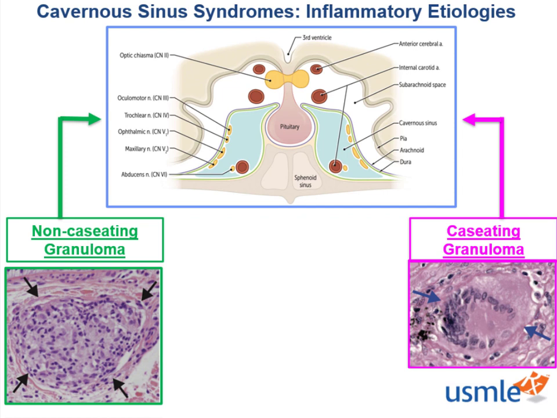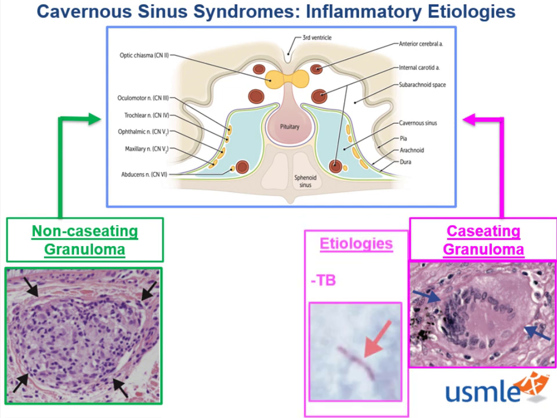On the left is a non-caseating granuloma outlined by the black arrows. You can see that there are dark purple nuclei throughout the entire granuloma. Compare that to the caseating granuloma on the right, outlined by the blue arrows, where there are areas without purple nuclei that are necrotic or void of cells.